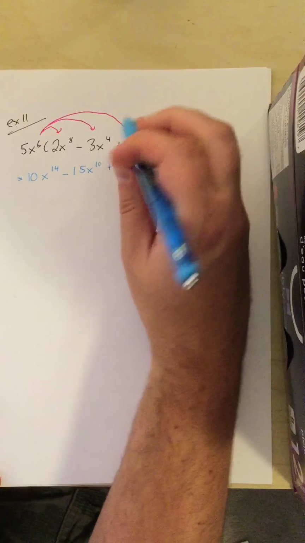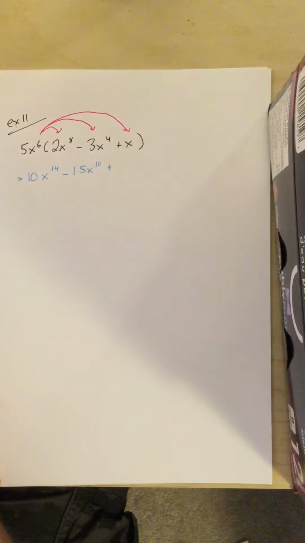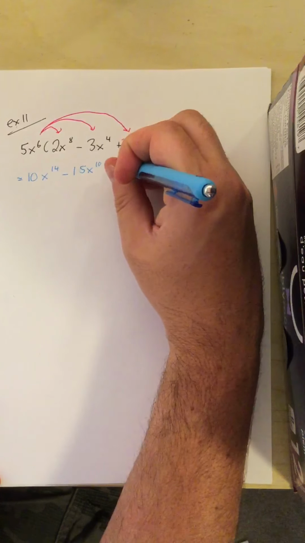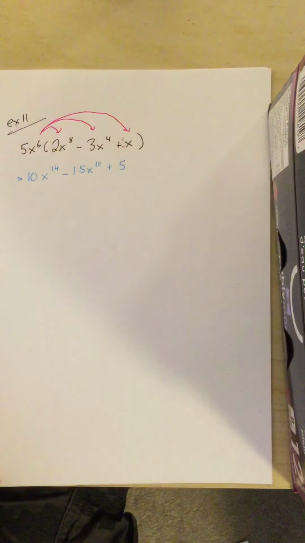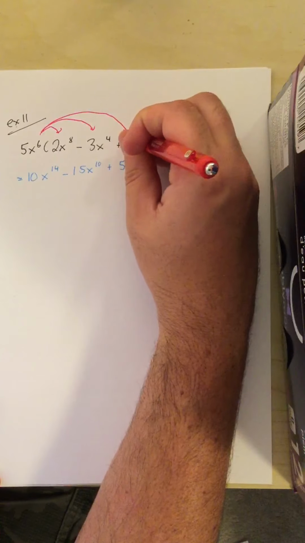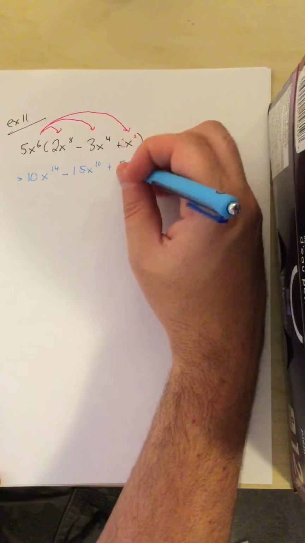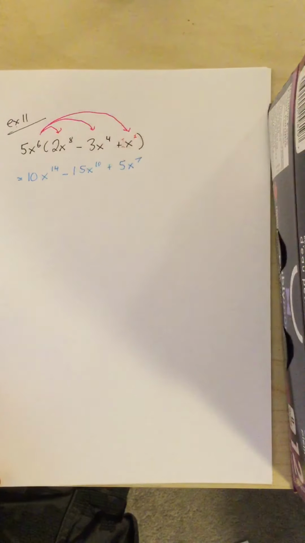And over here, we have 5 times invisible 1. There's invisible 1 over here. So 5 times invisible 1 is 5. And next is 6 times, and there's an invisible 1 there too. If you don't see an exponent on the x, there's just 1. So 6 and 1 is 7.